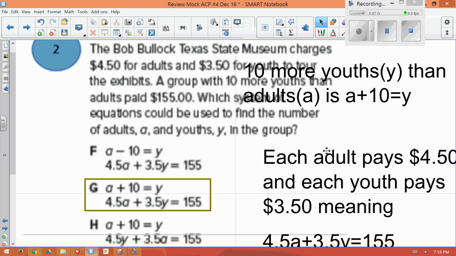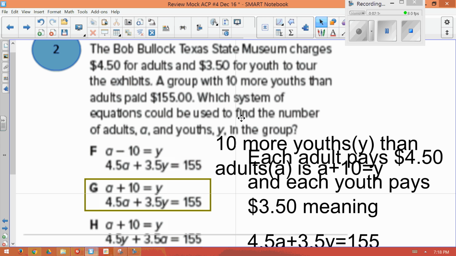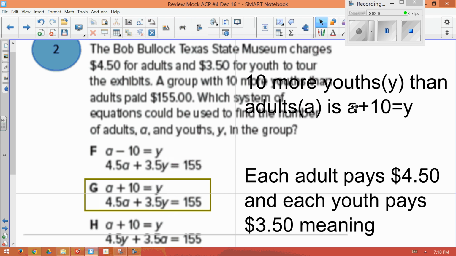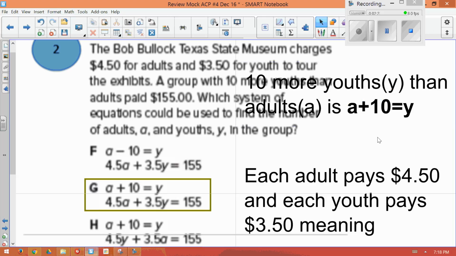The other equation: it says which system of equations can be used to find the number of adults A and youth Y in a group. Well, you know one of the equations is A plus 10 equals Y. I'm going to bold that just to make sure you see it. So you know that's one.